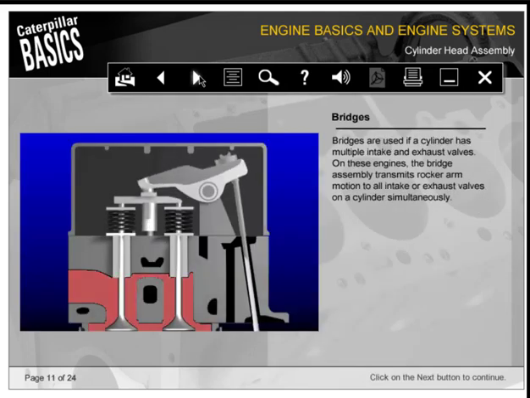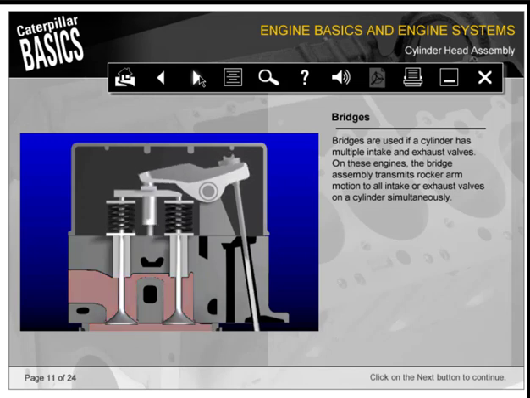Bridges are used if a cylinder has multiple intake and exhaust valves. On these engines, the bridge assembly transmits rocker arm motion to all intake or exhaust valves on a cylinder simultaneously.